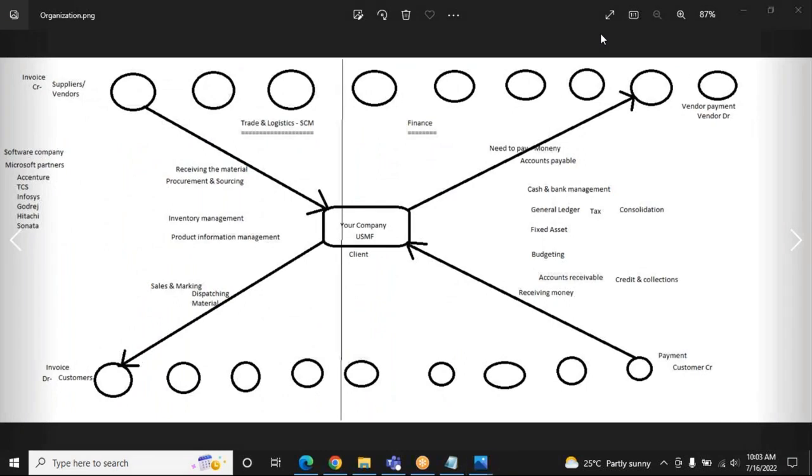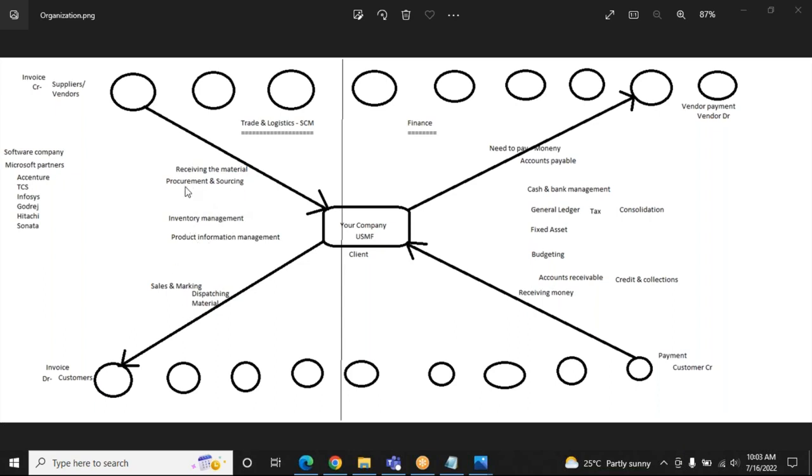So you need to, if you want to understand ERP, even though you are going to work in software company, you need to imagine like this is your company. You are running your business. You are purchasing material. You are selling material. So purchasing material means procurement and sourcing. Selling material means sales and marketing. So inventory you are maintaining here. That is the reason inventory management.